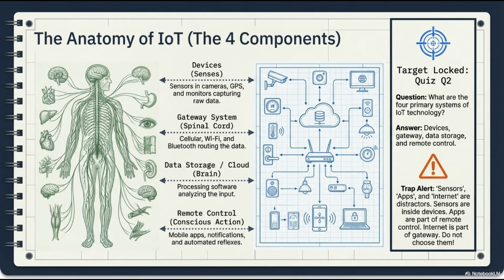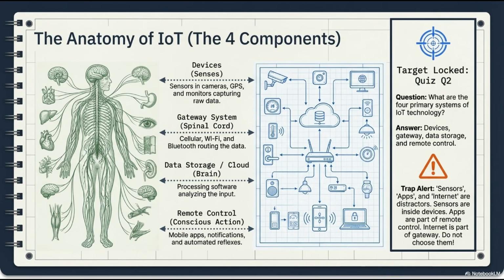So, based on the anatomy of IoT, here is your first scenario question to think about. Imagine you are building a smart home security system. Identify one specific piece of hardware or software for each of the 4 biological components and explain how they interact to lock a door when a stranger is detected. Provide a 2 to 3 sentence response.